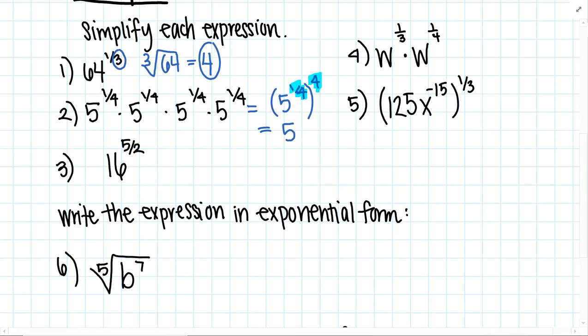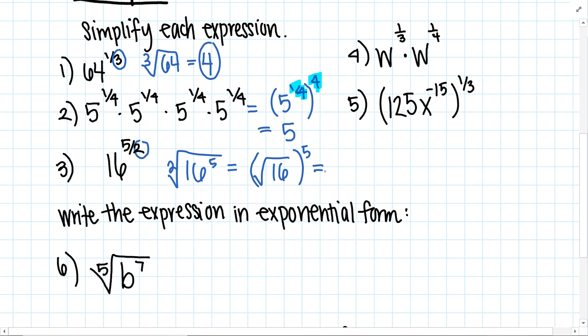All right, number 3, we've got 16 to the 5/2 power. So this 2 tells us we are using a square root. We don't write the 2, but you can write the 2 if it helps. And so we're taking the square root of 16 to the 5th power, or we're taking the square root of 16, all being taken to the 5th power. Okay, the square root of 16 is 4. So this is 4 to the 5th power.